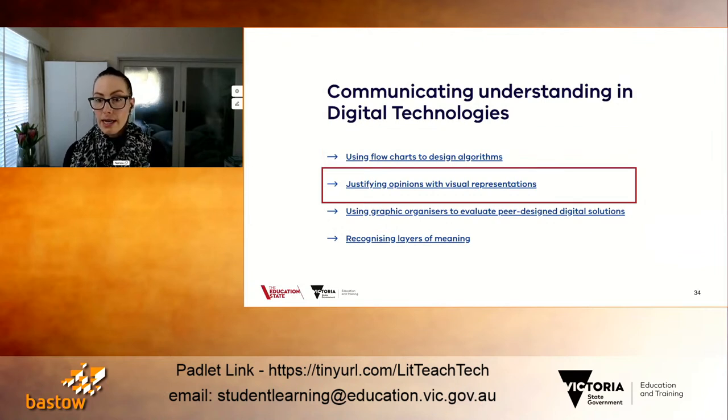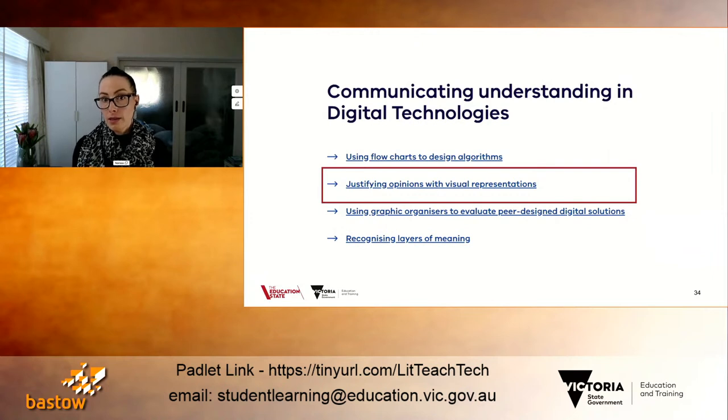Then looking at how students can examine a problem faced by an end user to rework it to be more inclusive. So I think the example they've used is that they have color blindness. So they have to look at a program and work out what are some solutions.